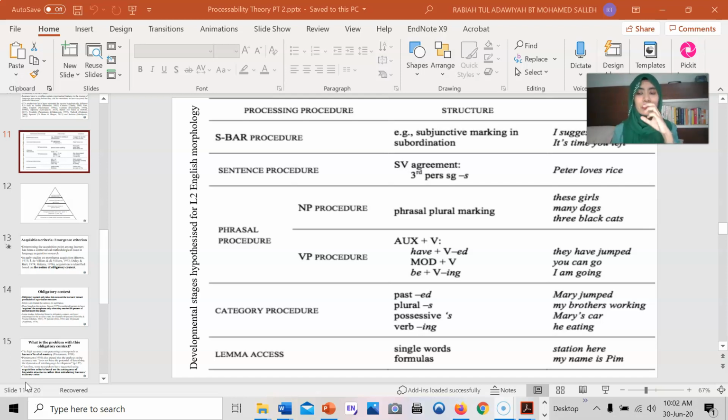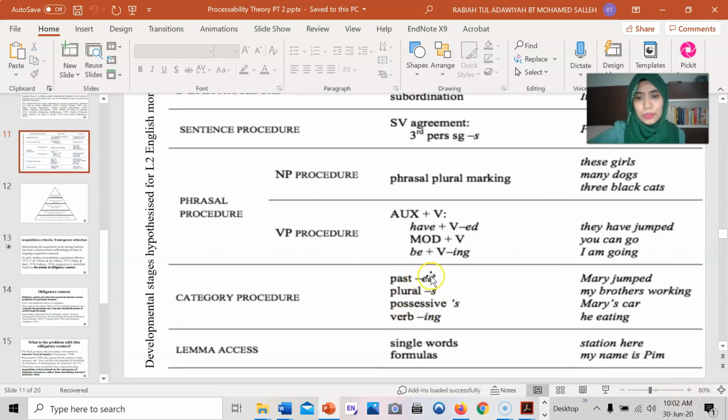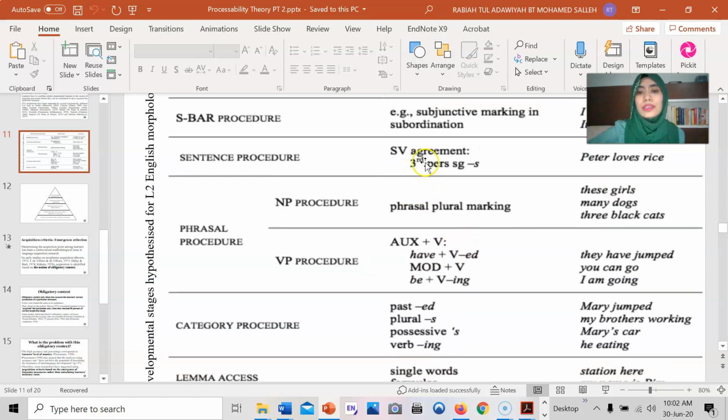So for your analysis, as I said before, you just look at this particular, look here, let me just, I hope you can see it. Okay, so you just look at past tense ed, plural as, possessive as, verb ing, and then moving on you look at be plus ing, modal plus verb, phrasal plural marking here, right, and third person singular as, right? So you look at that. Okay, so going back to irregular verbs, what category is it, right?